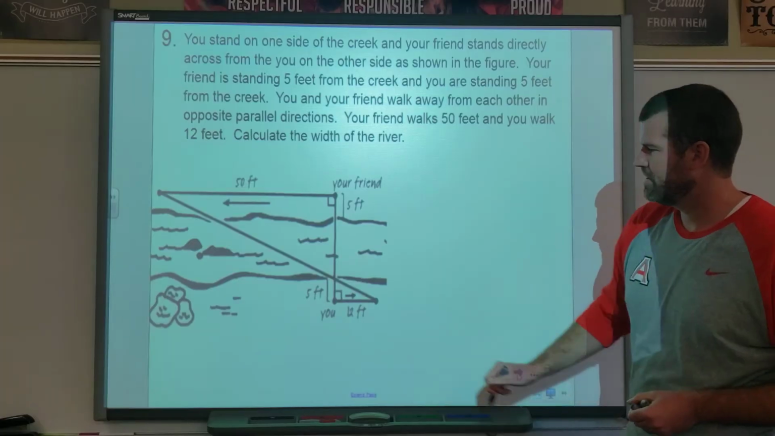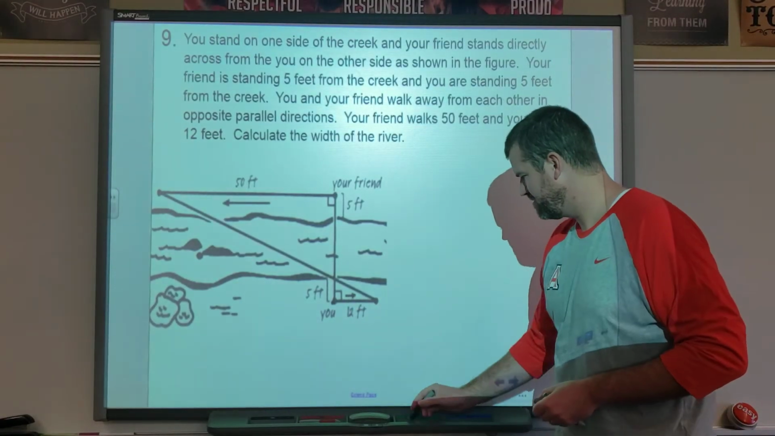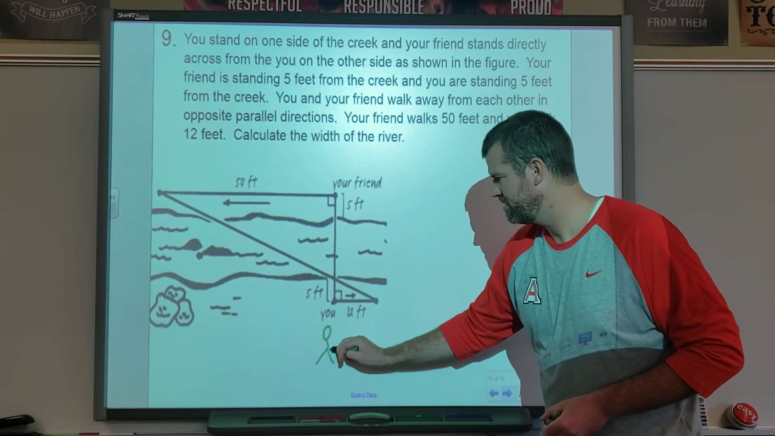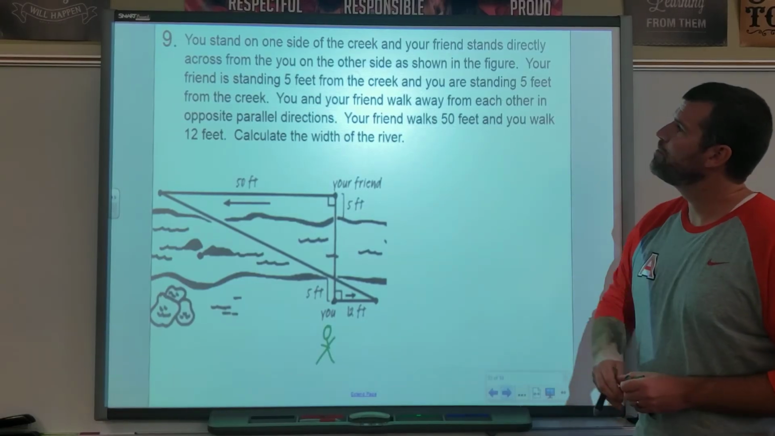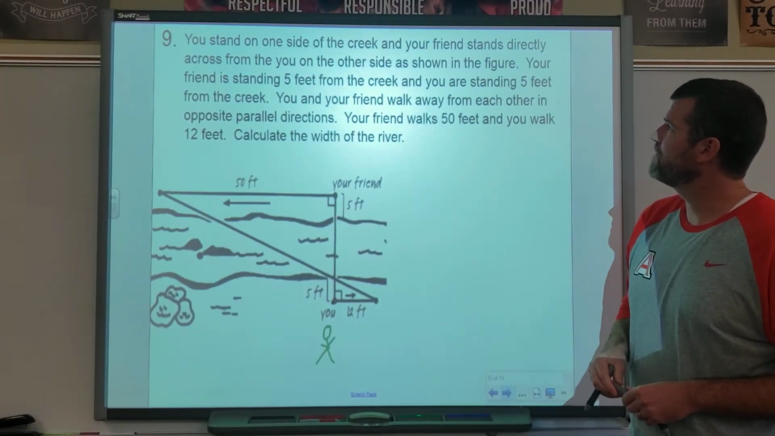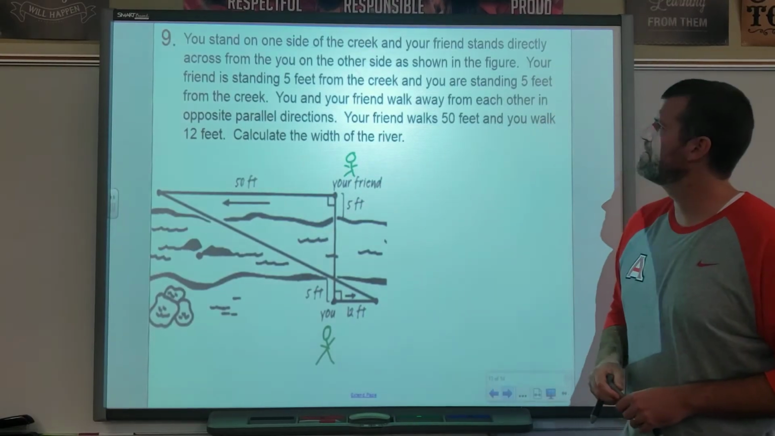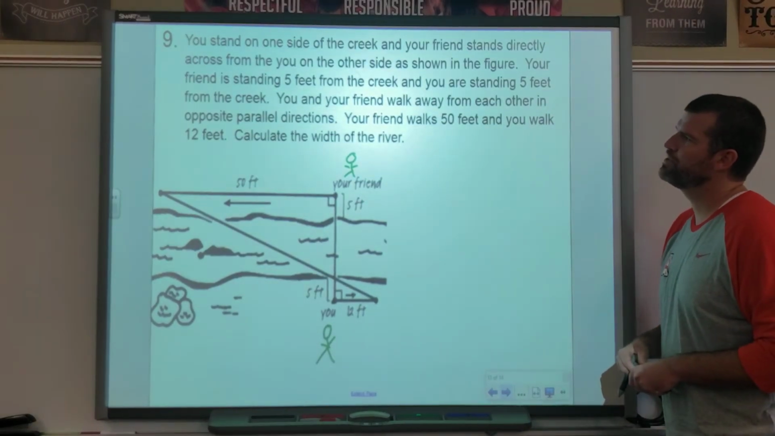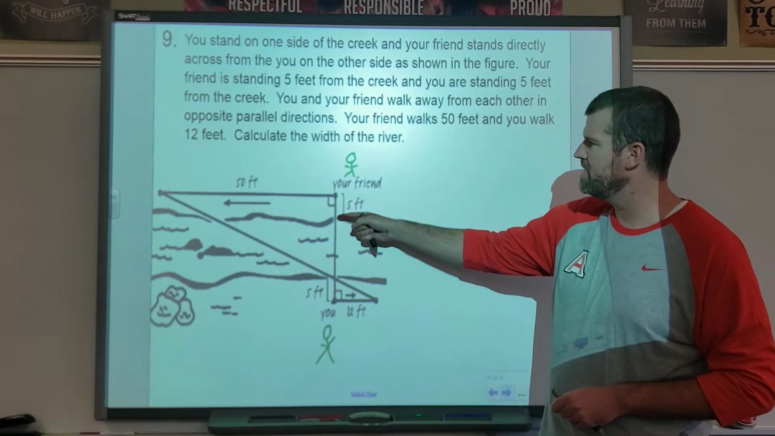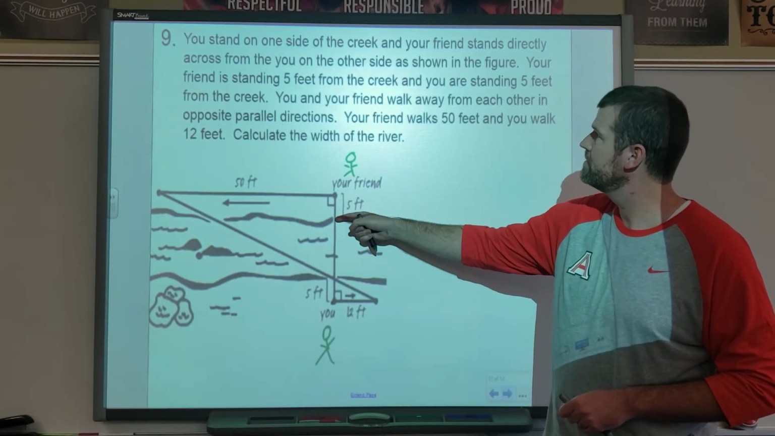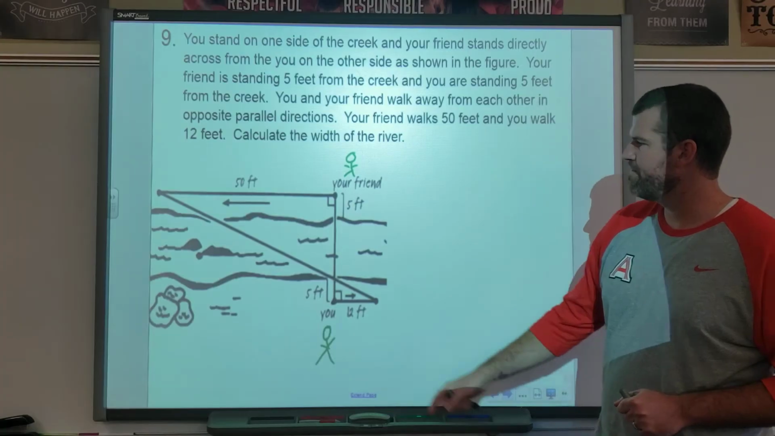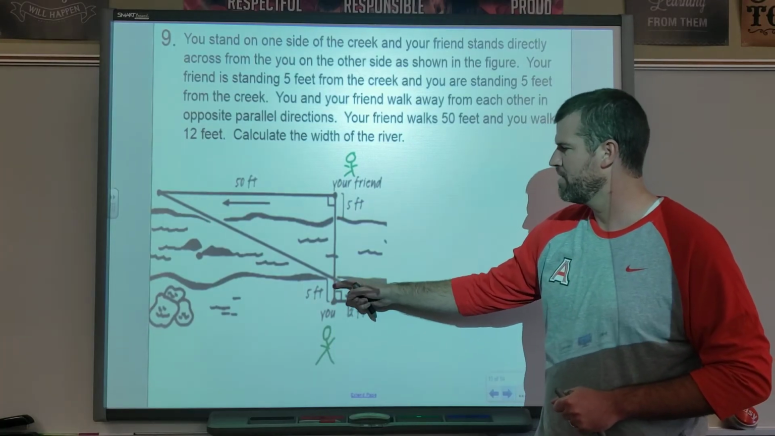So here you are, right? It says you. There's you, on one side of the creek, and your friend, here's your friend, is on the other side. Your friend is standing 5 feet beyond the edge of the creek, and you are standing 5 feet the other direction from the edge of the creek.